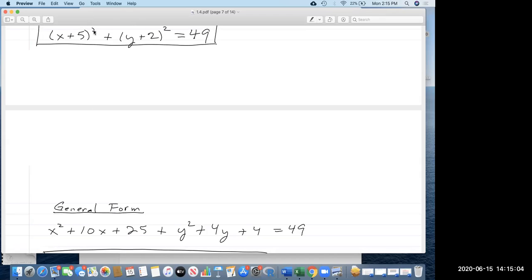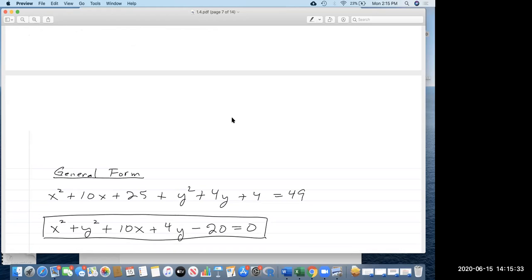plus 2 times 5 is 10 times x is 10x plus 5 squared is 25 plus, I'll use the special product formula again, y squared plus 2 times y, 4y, plus 2 squared, 4 equals 49.